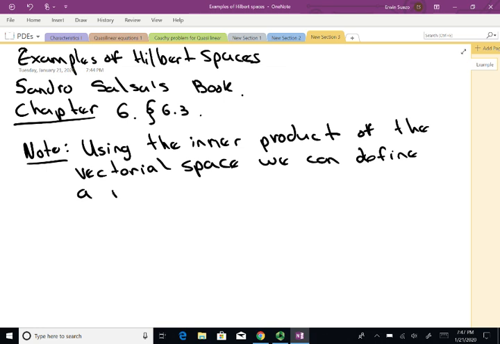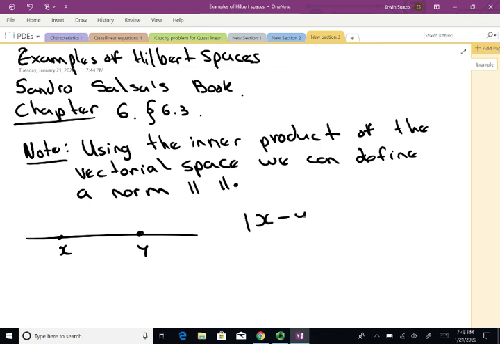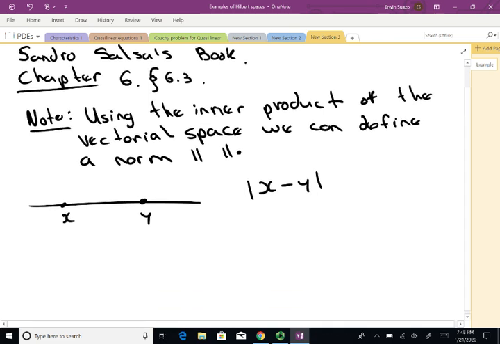So what is a norm? A norm is basically the generalization of the absolute value. Okay, it's a notion of distance. So you know absolute value. So what is absolute value? Absolute value, you have x, you have y. You want to know what is the distance between x and y. So the distance between x and y is x minus y, right?